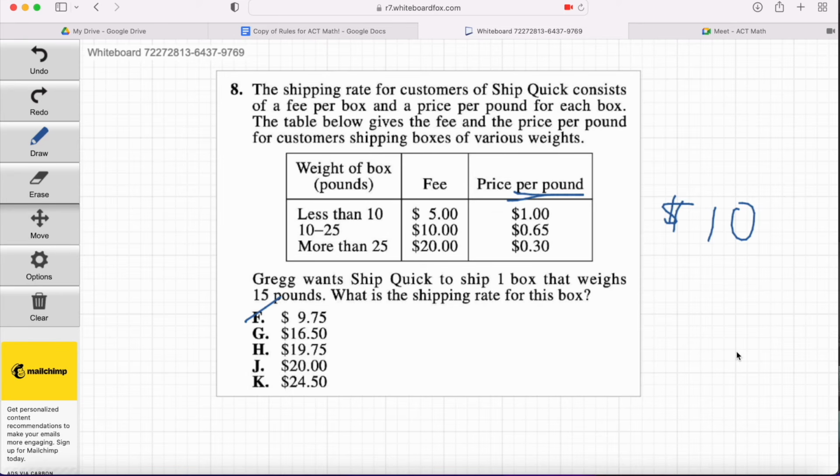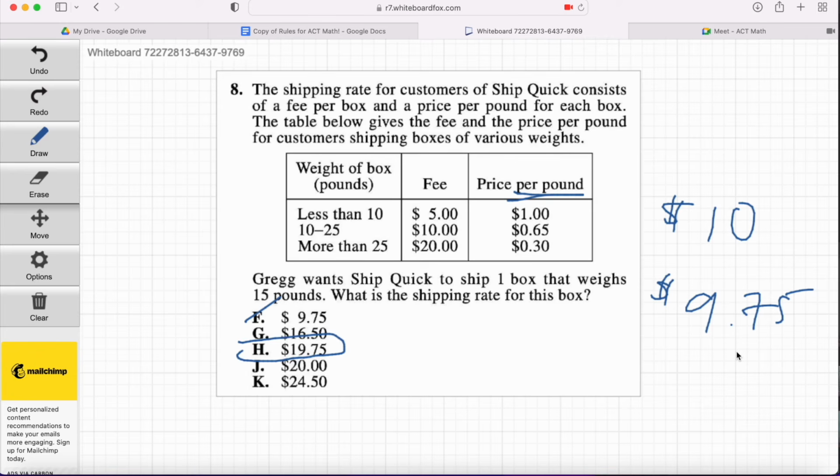Is that right? I'm double checking here. That sounds right. Let me see, 65 times 15. Yeah, perfect. So $9.75. Okay, great. So what's the shipping rate? Which would be $19.70. There we go. That's it. Answer choice H.